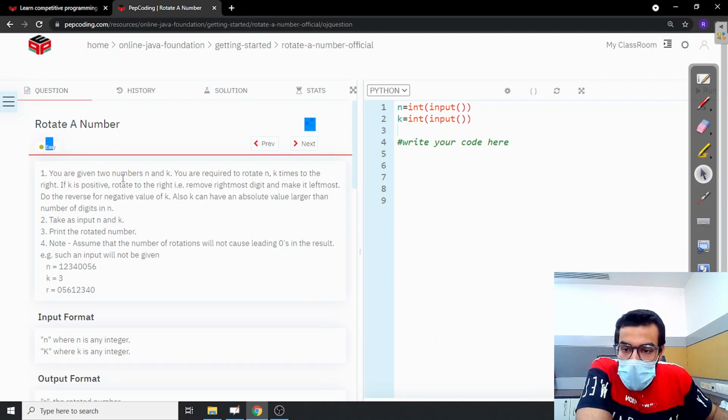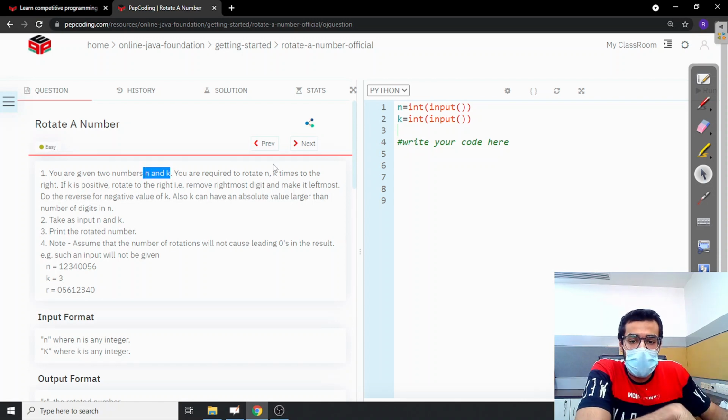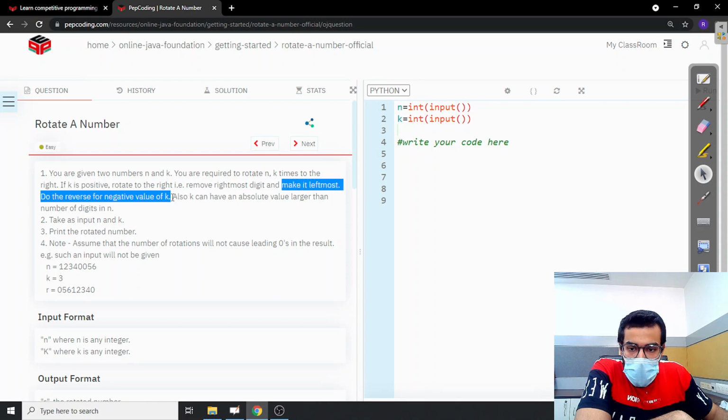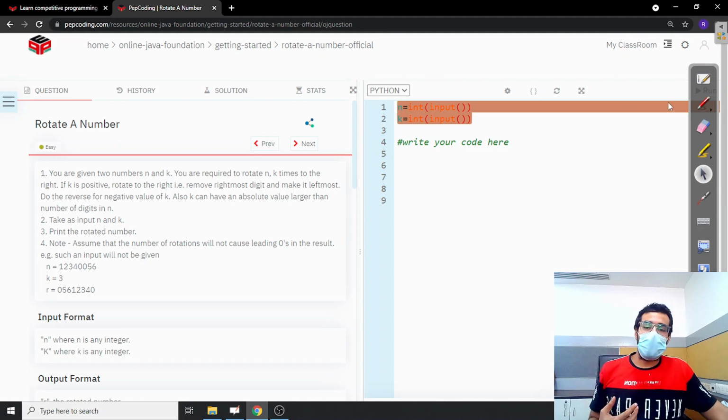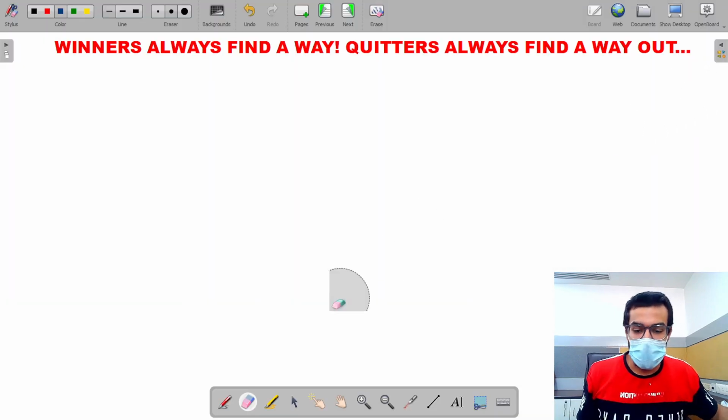In the problem statement, we are given two numbers n and k, and we have to rotate the number n k times to the right if k is positive, and k times to the left if the value of k is negative, and the input for the values of n and k is already handled by us in the snippet.